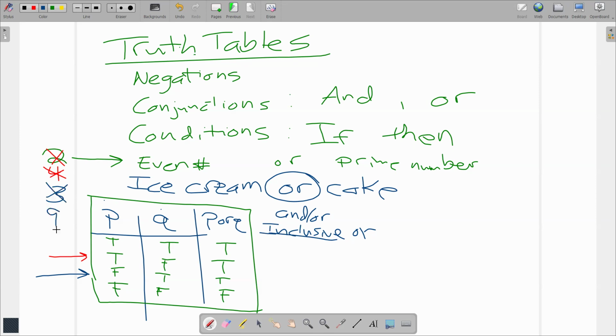If I picked 9 as the number I wanted to test, 9's not even, 9's not prime. So is 9 even or prime? The answer is no, that's false. It's not even or prime. Right? So then that would be like this line down here.